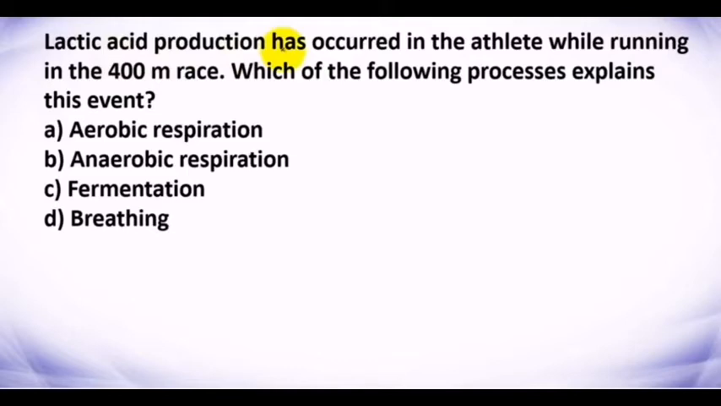So the question based on this graph is, lactic acid production has occurred in the athlete while running in the 400 meter race. Which of the following processes explains the event? You all have learned that while doing more physical exercise, our muscle cells need more energy, and if the cells lack oxygen, the breakdown of glucose takes place anaerobically.